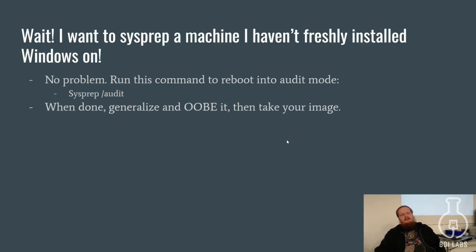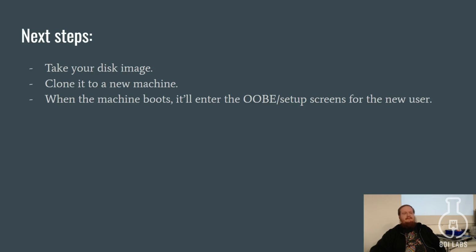Now, you can also sysprep a machine that you have not freshly installed Windows on. So if you've been using a machine for like 6 months and you'd like to get that as an image, I don't recommend that, especially if you've been using the Microsoft Store. If you really want to do that, you can run sysprep /audit. It'll boot the machine into audit mode. You can do any other changes on it, then you can generalize it and deploy it.